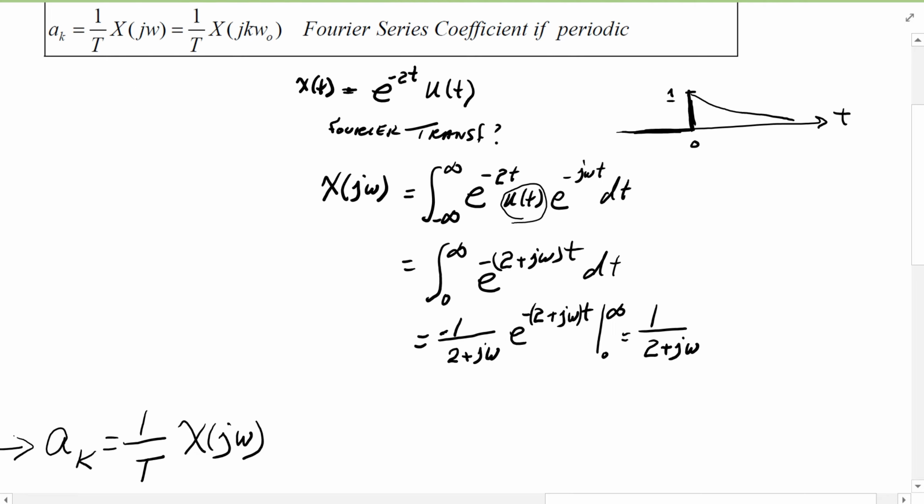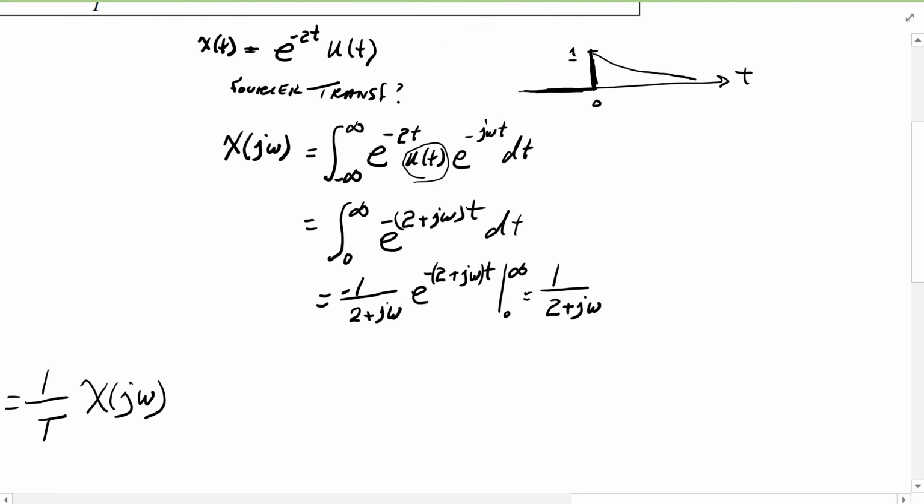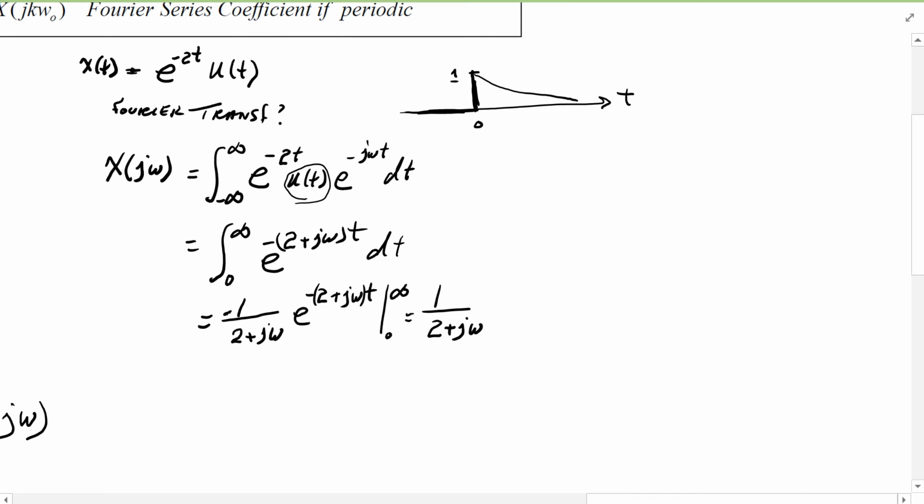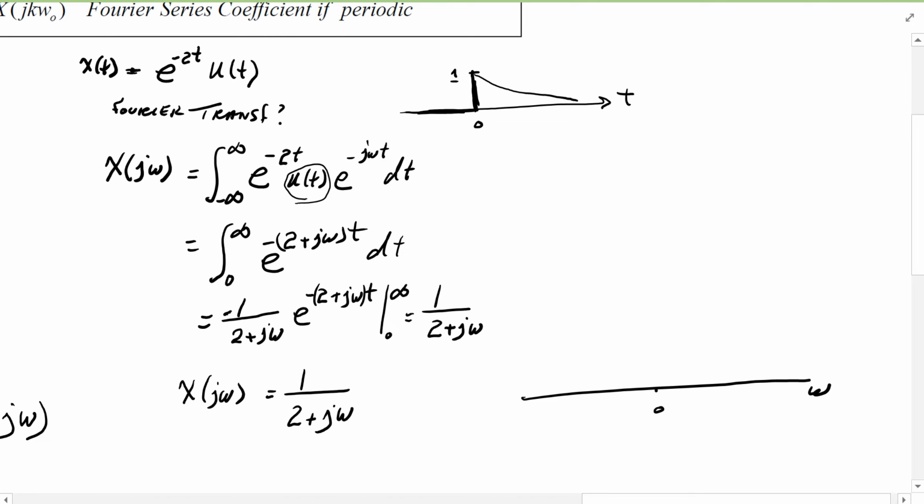At this point, now you have your x of j omega, which is 1 over 2 plus j omega, and that's basically your signal in omega. You notice that this is no longer discrete, but rather is continuous with respect to omega. That's a big difference with Fourier series, which was based on the periodic signal.